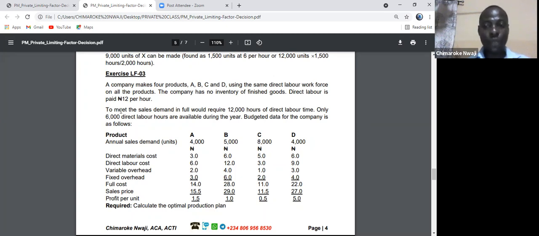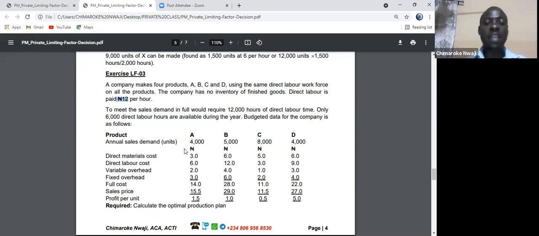Surprisingly, we were not. What we have here, direct labor, is costs. Direct labor costs. What we need is direct labor hours. So how do we now get the direct labor hours? That is where this 12 naira comes to help us. Now every hour of direct labor, you pay 12 naira. For every hour, you pay 12 naira.